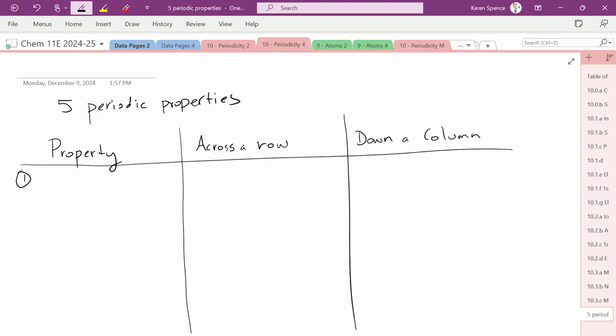What's one periodic property? Atomic radius. What does atomic radius do as we go across a row? It decreases. What does atomic radius do as we go down a column? It increases.